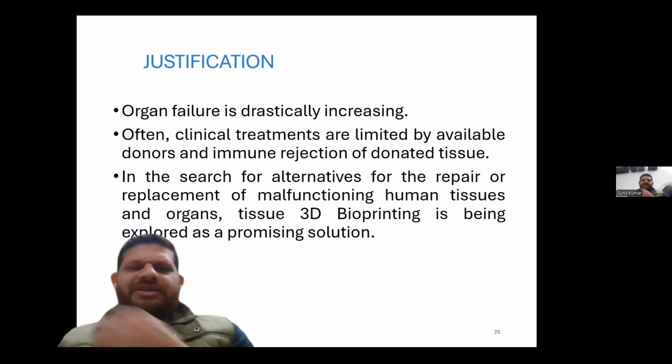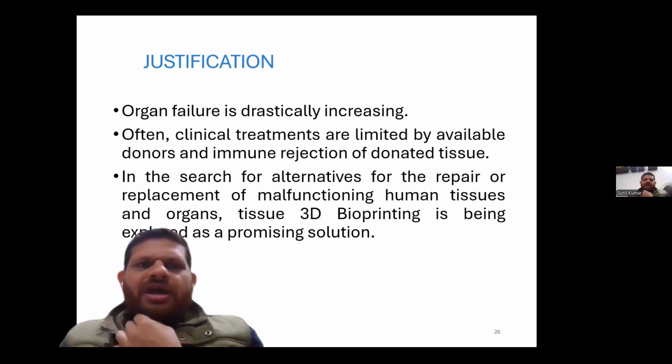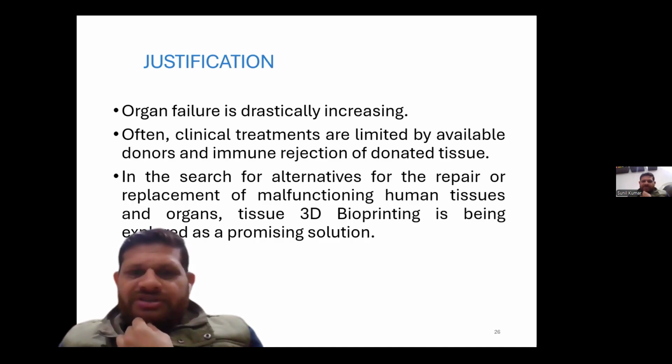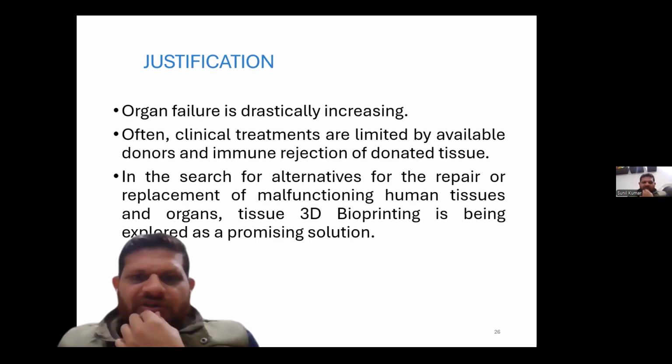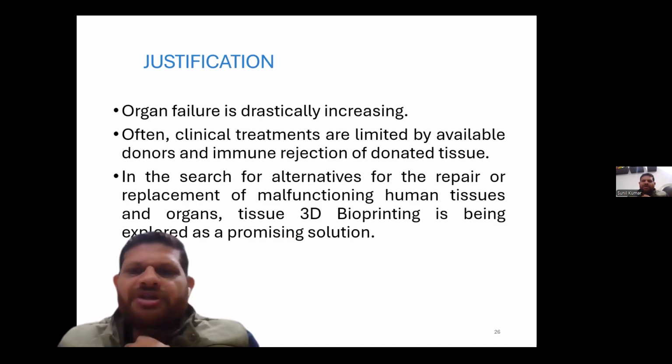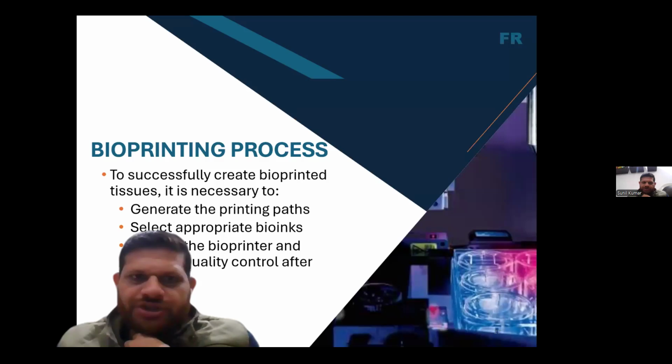So why do we need 3D bioprinting? Basically, organ failure is drastically increasing in human beings. Clinical treatments are limited by available donors, and again, if donors are available, the immune system of the patient rejects the donor's tissue. So, in the search for an alternative for the repair and replacement of malfunctioning human tissues and organs, 3D bioprinting is being explored and is a promising solution.